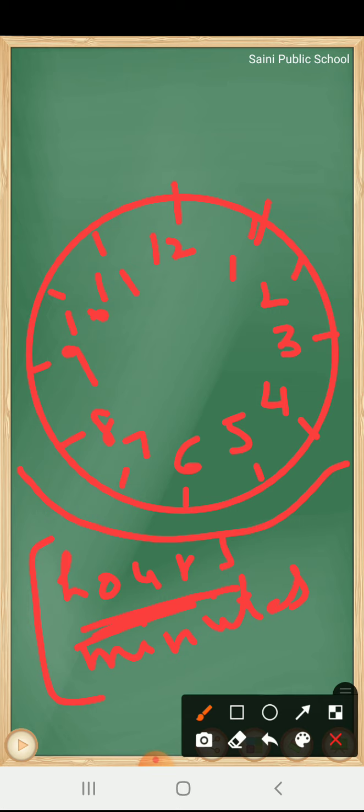Now you can see there are 60 markings around the clock: 1, 2, 3, 4, 5, 1, 2, 3, 4, like this. Each section is further divided into 5 equal parts. From 12 to 1 there are 5 equal parts. From 1 to 2, from 2 to 3, each part is further divided into 5 equal parts. These 5 parts tell us about minutes.